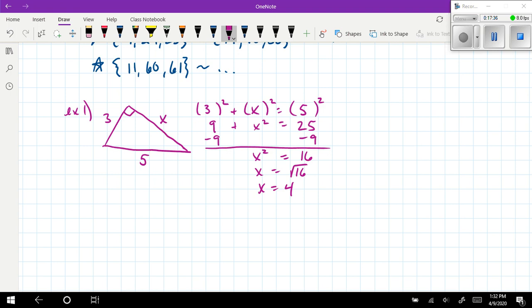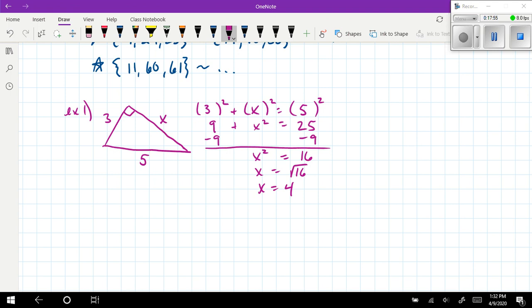Now I know when you introduce a square root sign, you're supposed to introduce a plus or minus sign. However, I know that x represents a positive length of the side of this triangle. So I'm going to just not write the plus and minus every time, because I'm just going to eliminate the negative sign anyway. So x is 4.